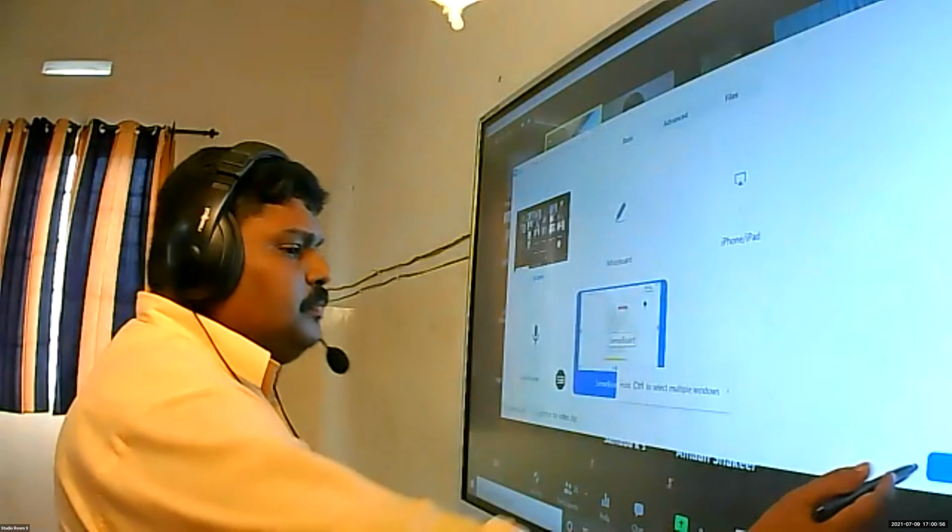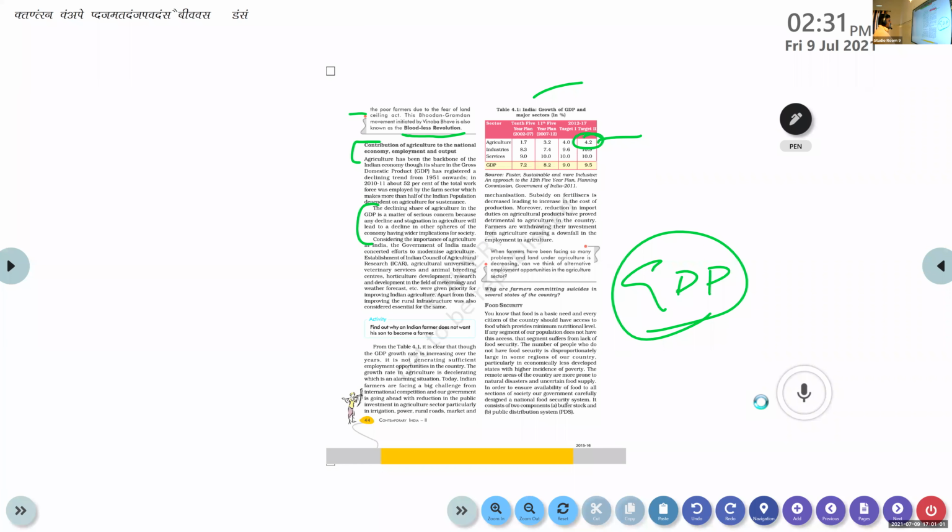So remember, if any problem is related to the agriculture sector, it will create a problem for the industrial sector and even the service sector. Considering the importance of agriculture in India, the government of India made concerted efforts to modernize agriculture. The government started introducing numerous programs to improve agricultural production in India. What are they? Establishment of the Indian Council of Agricultural Research, ICAR.